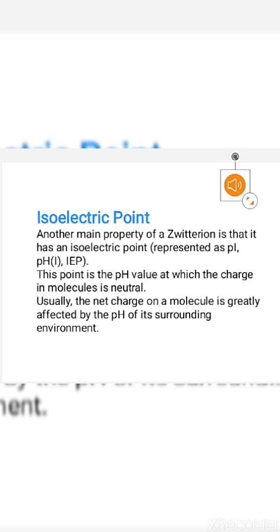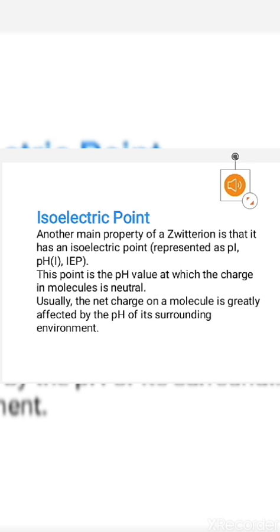Now, if amino acids which are available in the form of zwitter ions are subjected to an electric current, in which direction will they move? No, they will not move towards any one of the electrodes since they have both poles in one molecule. So the pH at which amino acids can't move towards any one of the electrodes in an electric field is called the isoelectric point.